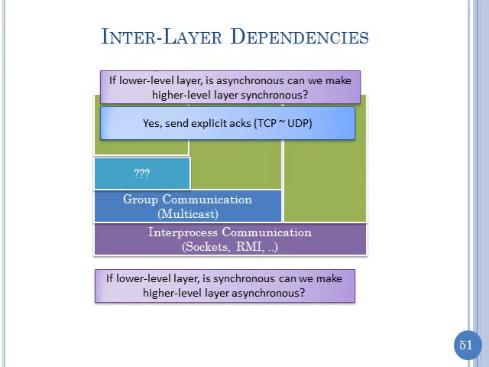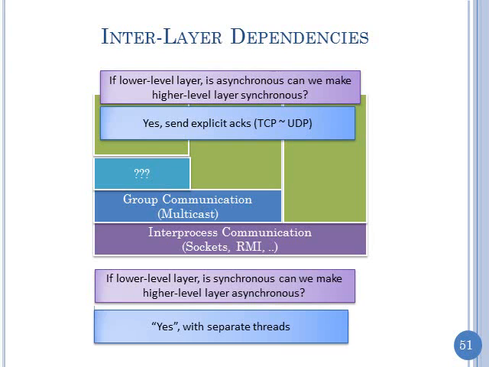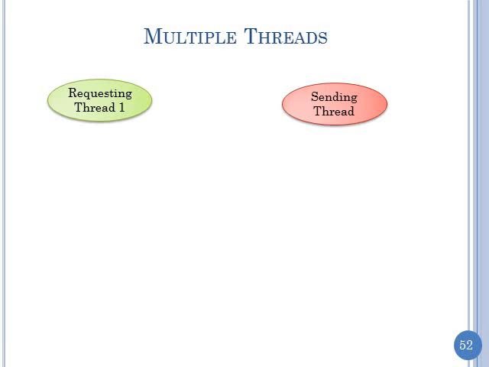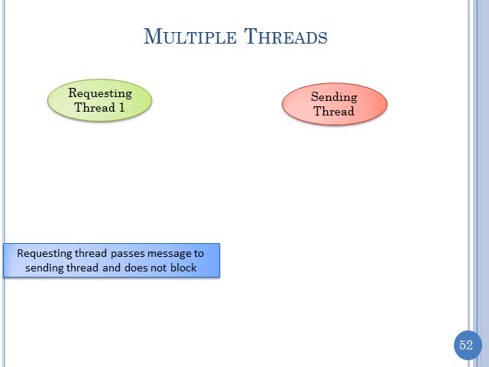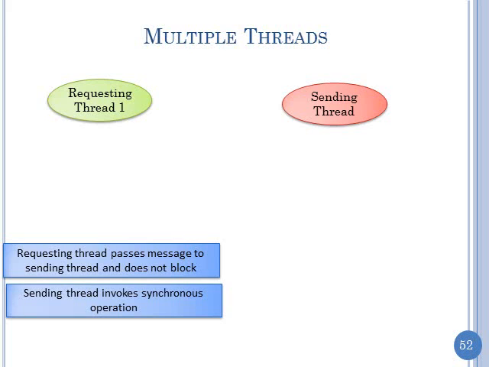And how would we use threads then? Let's just talk. So, yes, with separate threads. There is one thread that will actually make the request to send the message, and there'll be some other thread or some set of threads that will actually make the synchronous call. So here's a requesting thread, here's a sending thread. The requesting thread passes the message to the sending thread and does not block. And so the sending thread invokes a synchronous operation. And somehow data goes from one thread to another thread.